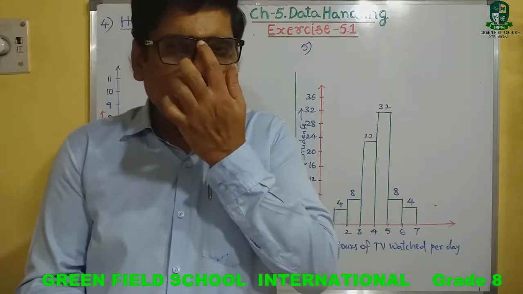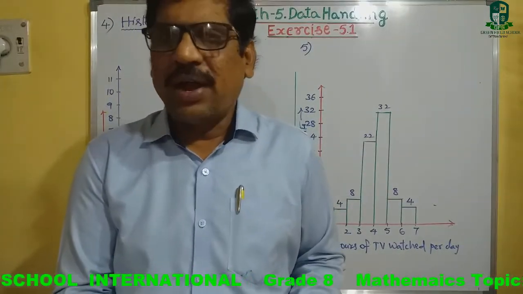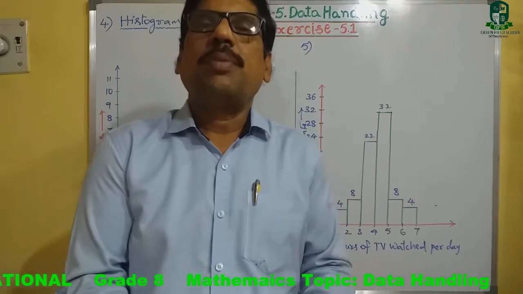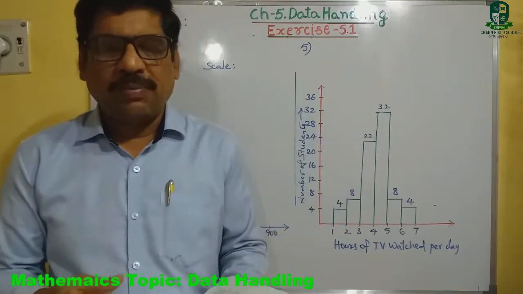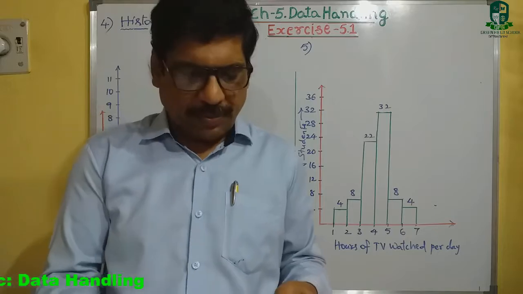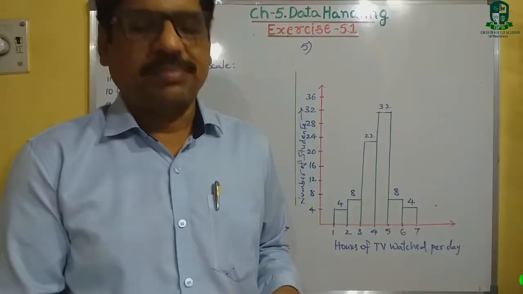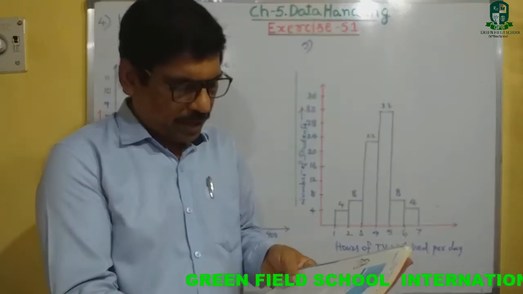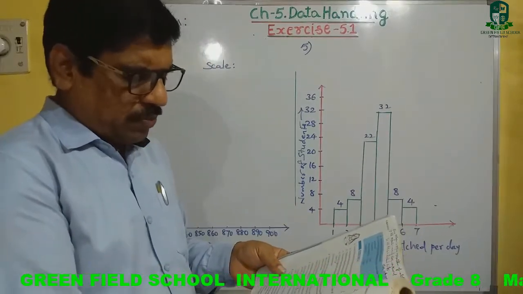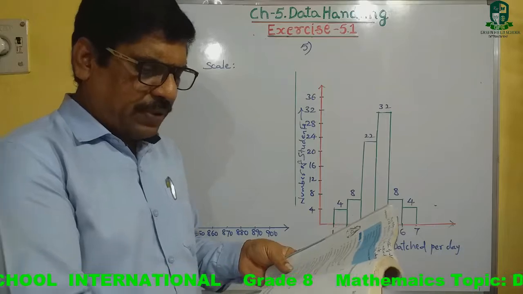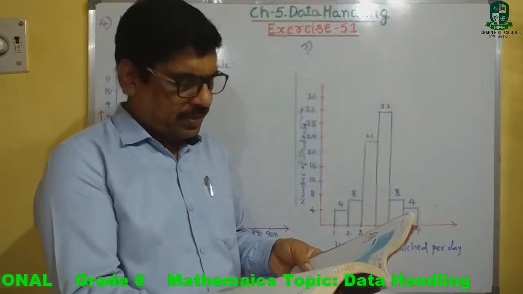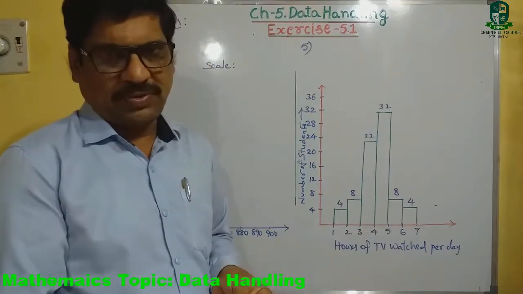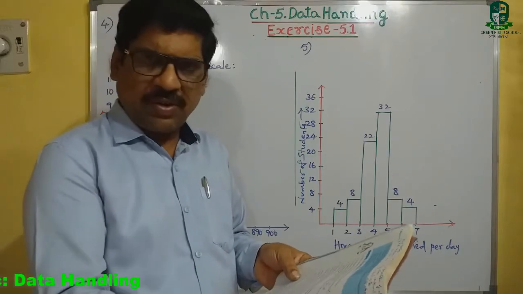Let us continue the problems from the chapter data handling. Okay, in this chapter we have already discussed some problems from exercise 5.1. Let us continue them. Now the fourth problem from exercise 5.1: Draw a histogram for the frequency table made for the data in question number 3 and answer the following questions. Let us answer the questions given below.